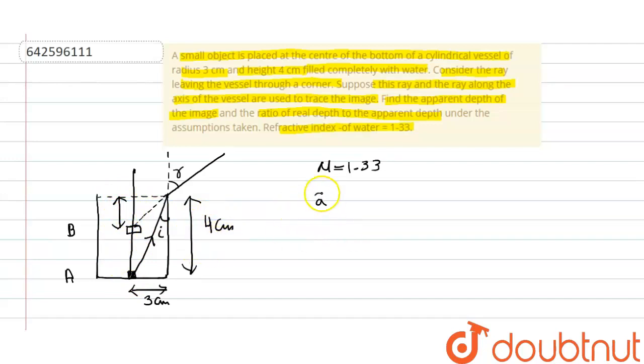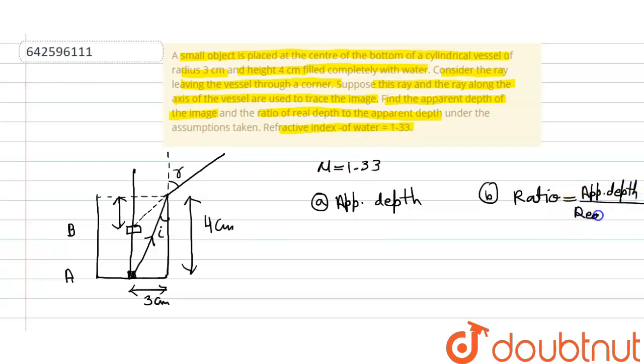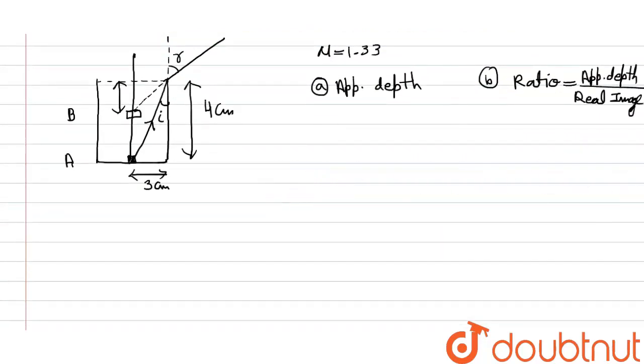So we need to find two things. First, we need to find the apparent depth. And second, we need to find the ratio of apparent depth to real depth. So let's solve first part A. So we will solve part A.